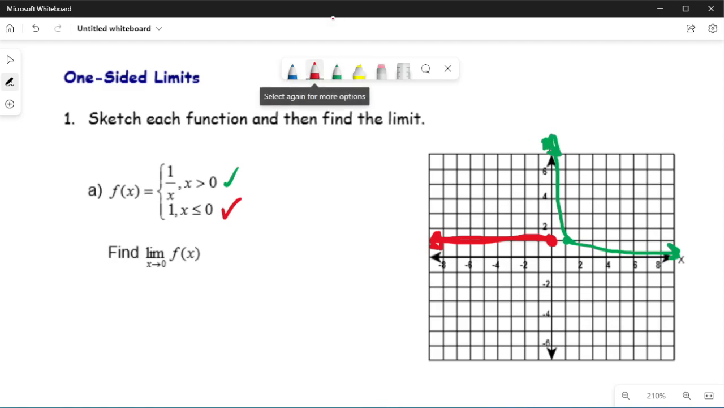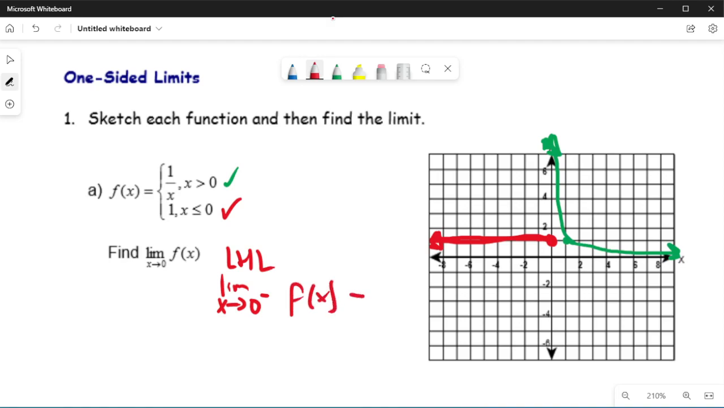Now, if we were to talk about the left-hand limit here, which remember is the limit as x approaches 0 from the left of f of x, this is no problem.